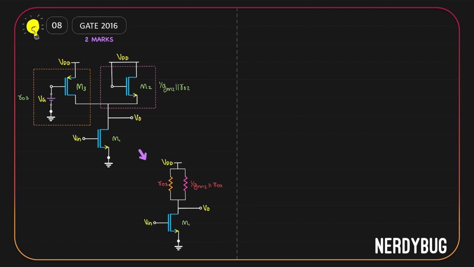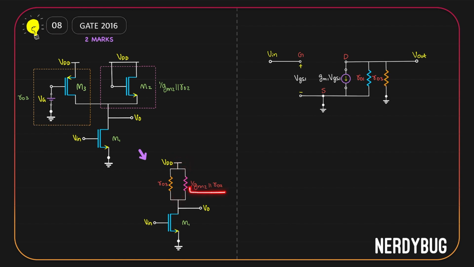Now what we have is a simple common source amplifier which has ro3 parallel to 1 by gm2 parallel to ro2 at the drain. If we draw the small signal model, this is how it will look. Since channel length modulation of M1 is to be included, we have ro1 from its drain to the source. Now there will be ro3 from the drain to the AC ground. We will also have 1 by gm2 parallel to ro2 from drain to the AC ground.